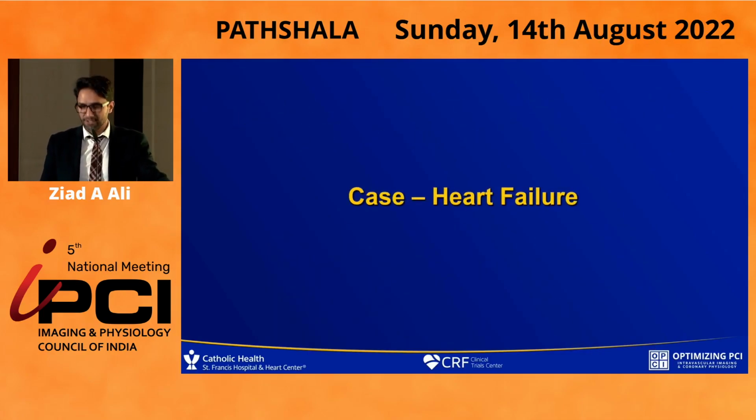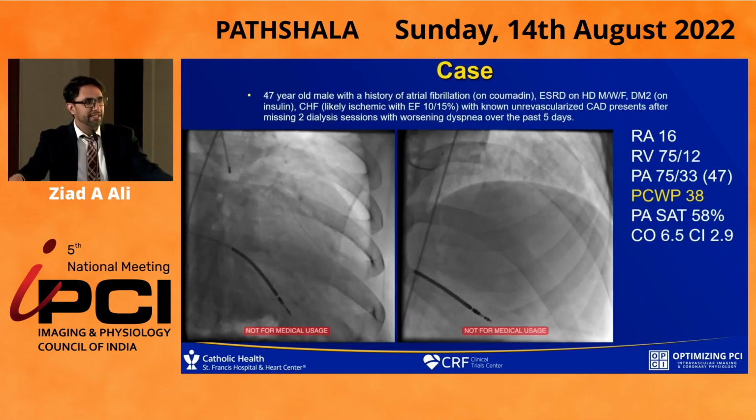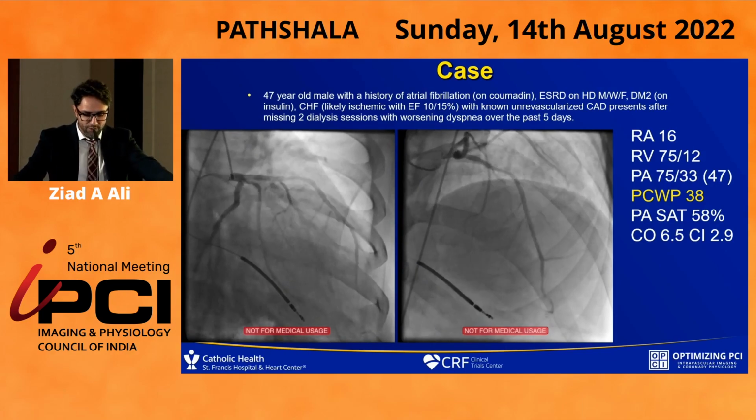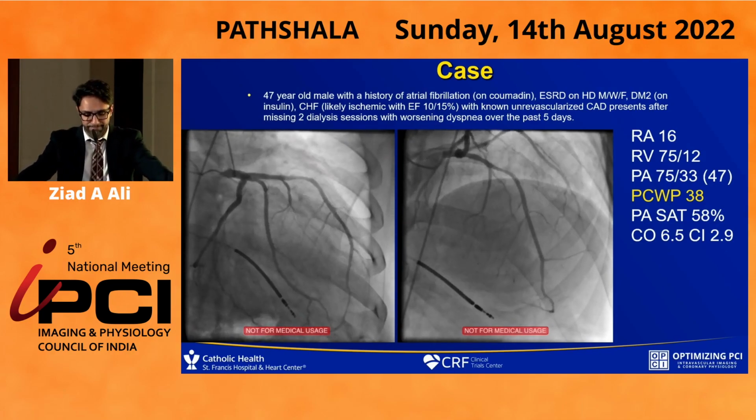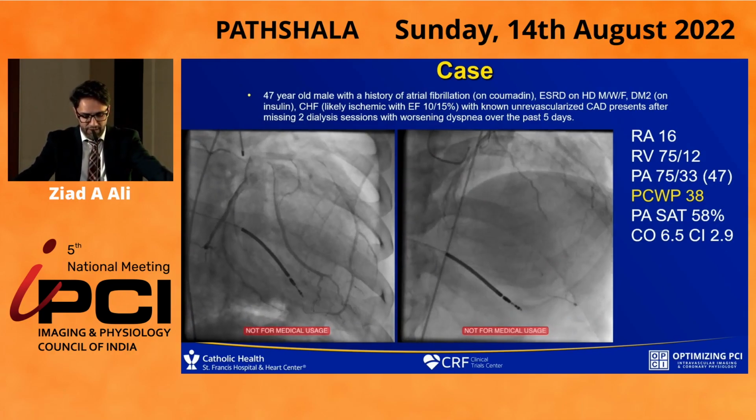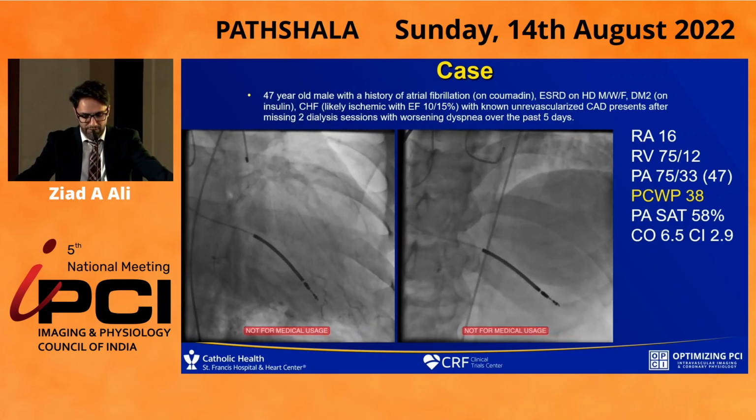My case is on heart failure. So this is a 47-year-old male with a history of atrial fibrillation on Coumadin. He's got end-stage renal disease, on hemodialysis Monday, Wednesday, and Fridays. He's on insulin for diabetes. His EF is really poor, 10 to 15%.